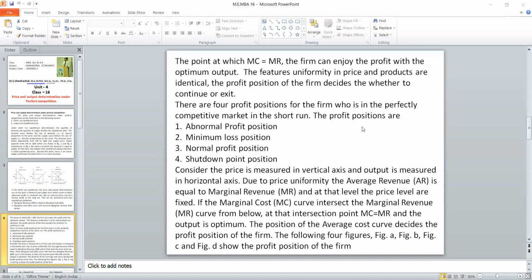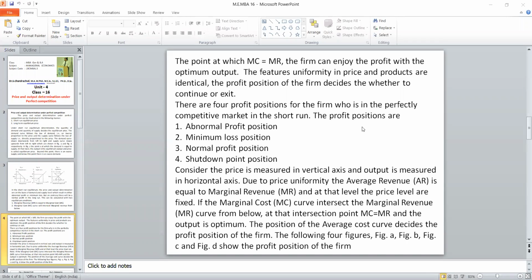For this sake, we are having four different curves. One is the average revenue curve, and the marginal revenue curve. These two are from the revenue side. And the marginal cost curve and the average cost curve. Out of these four curves, because of price uniformity, the average revenue is equal to the marginal revenue, which is parallel to the output axis.